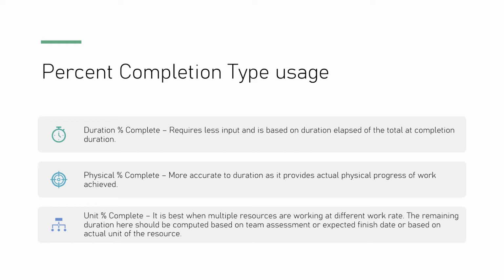Duration percentage requires less input and is based on duration elapsed of the total at completion of the project. What is physical percentage? It is more accurate than duration as it provides actual physical progress of work achieved. What is unit percentage complete? It is best when multiple resources are working at different work rates. The remaining duration here should be computed based on team assessment, expected finish date, or actual units of the resource.